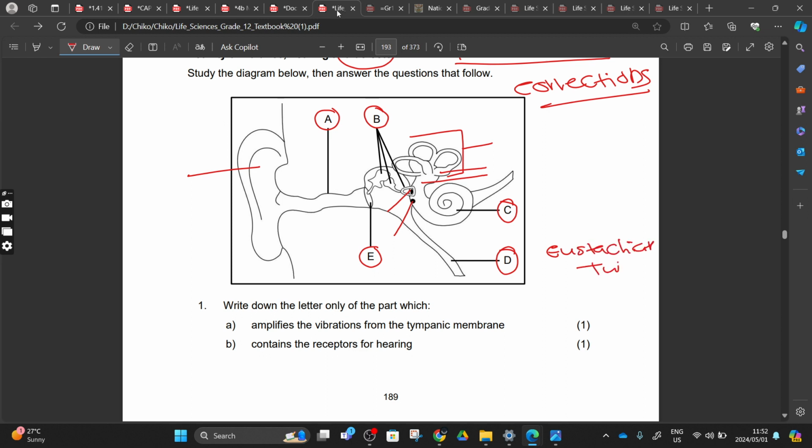Eustachian tube, right? So we are moving on. We decoded the question. We know what is happening with this question. At this moment, I believe if you learned Monday, you learned Tuesday, now you know what is happening with our human ear, right?